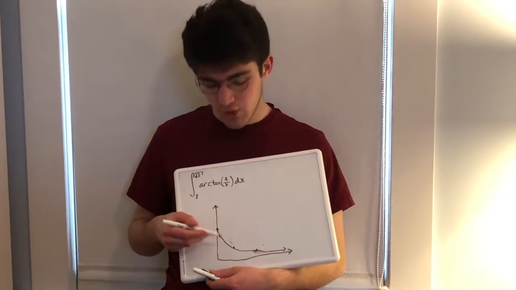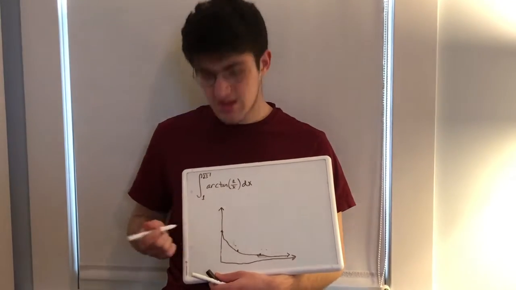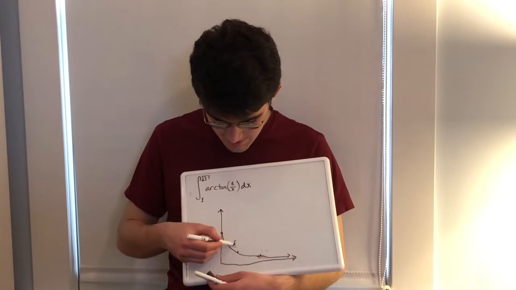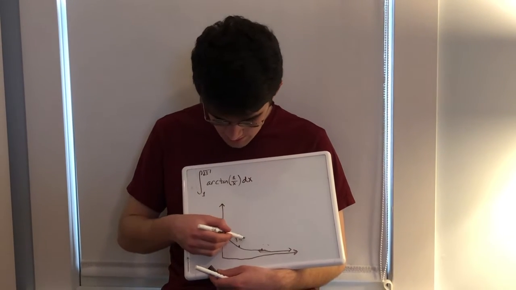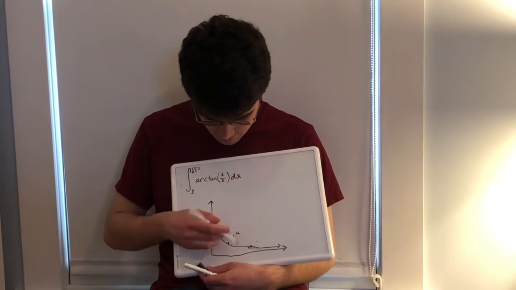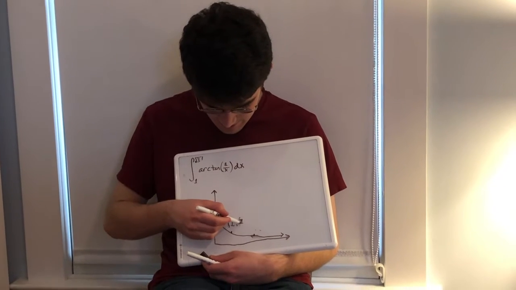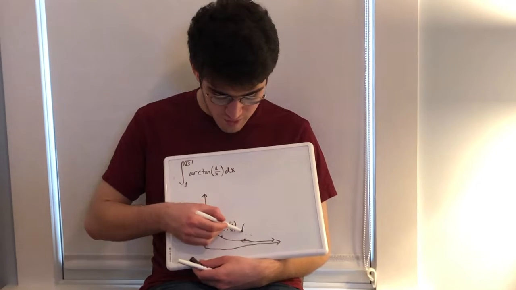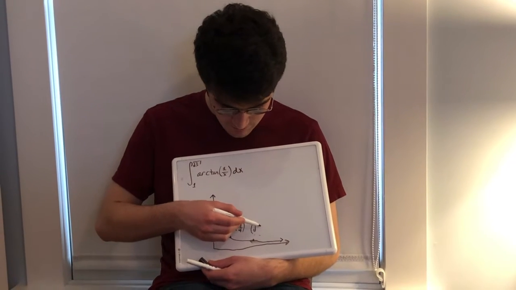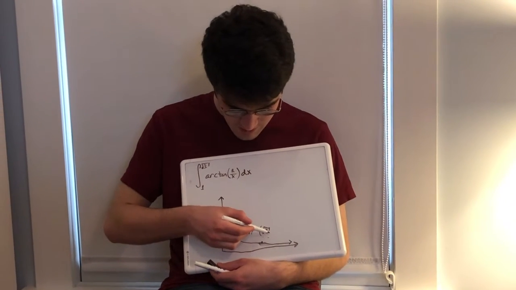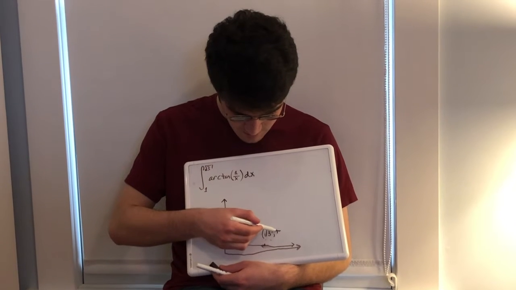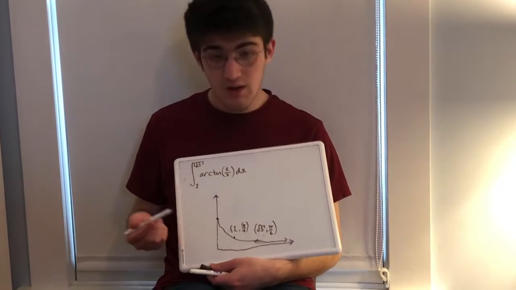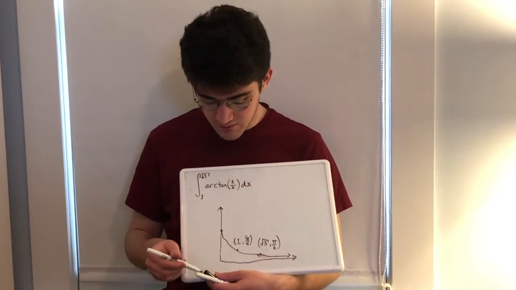So on this graph, here are the points of interest. When x equals 1, that's our leftmost bound of integration, we've got the point 1, comma, pi over 4. And when x equals root 3, we have a point at the square root of 3, comma, pi over 6. Okay, that doesn't seem very useful.